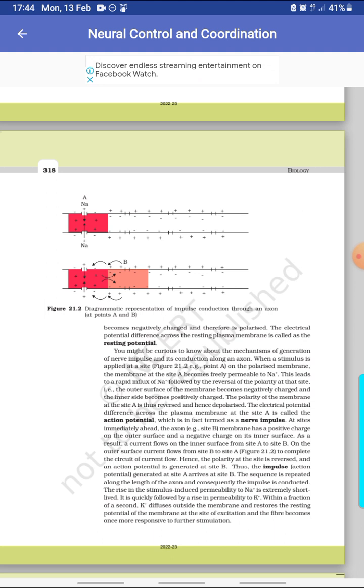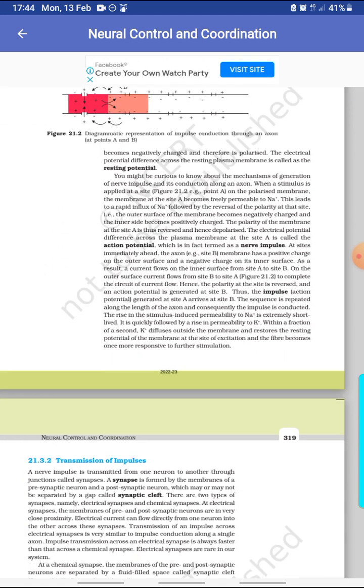The sequence is repeated along the length of the axon and consequently the impulse is conducted. The rise in the stimulus-induced permeability to sodium ions is extremely short-lived. It is quickly followed by a rise in permeability to potassium ions. Within a fraction of a second, potassium diffuses outside the membrane and restores the resting potential of the membrane at the site of excitation, and the fiber becomes once more responsive to further stimulation.